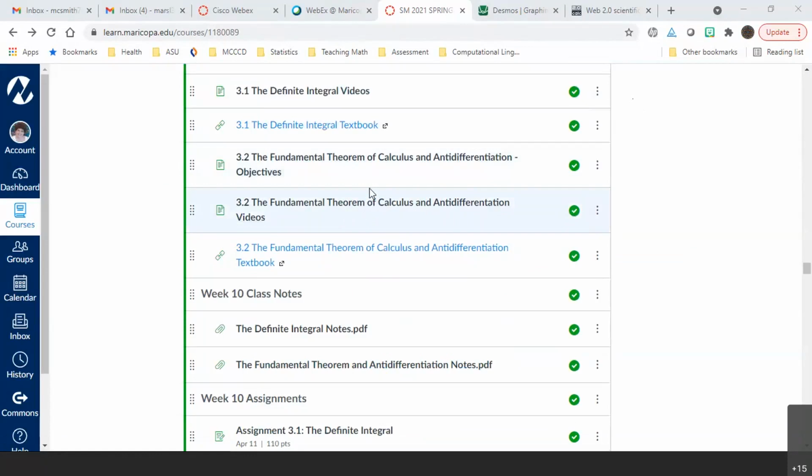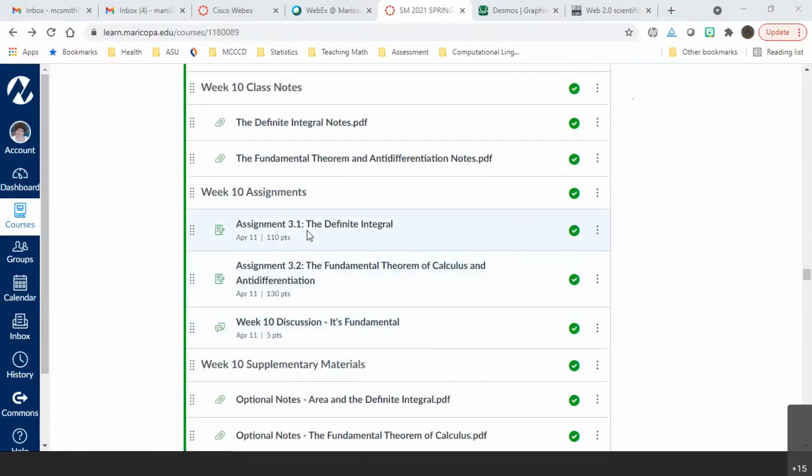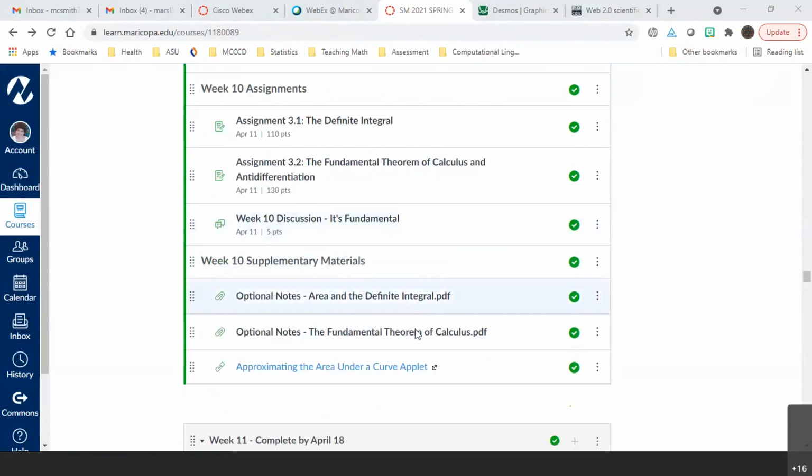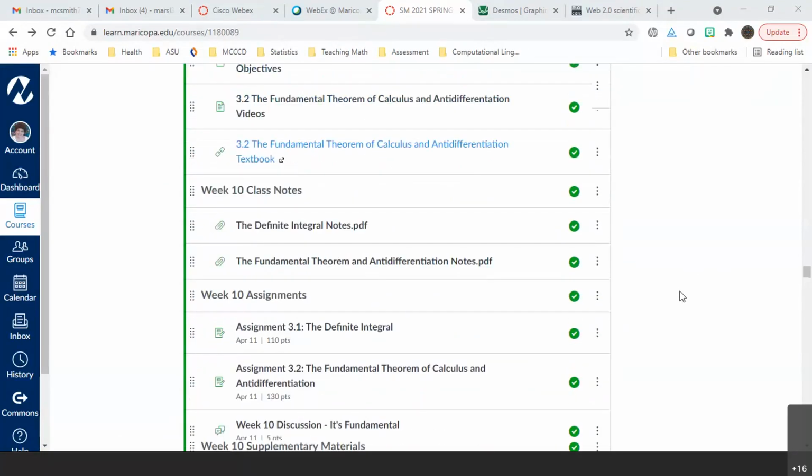Again, I'm going to be using the fundamental theorem and antidifferentiation notes if you're following along. As far as assignments for this week, you can see we've got 2 homework assignments and a discussion board. Again, optional notes. This is not something you have to look at, but these apps that are sometimes down here in supplementary materials can be really helpful. I showed you this one last time, the Desmos app for approximating a definite integral. Let me get the chat open in case anybody has questions while we're getting ready. Give me a minute while I get these fundamental theorem and antidifferentiation notes open.